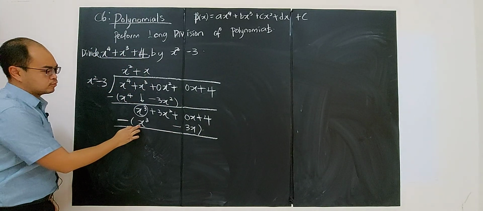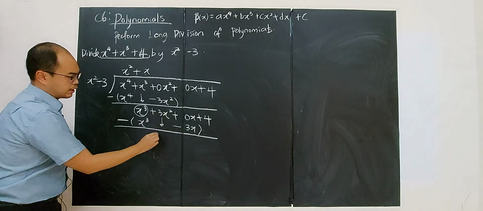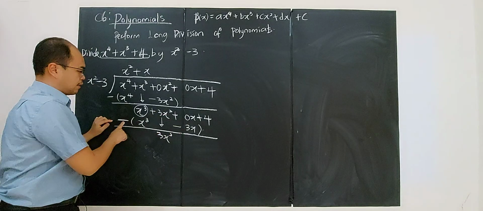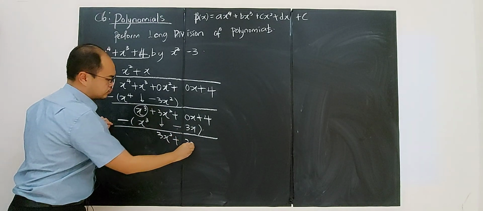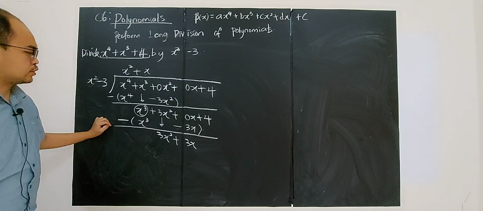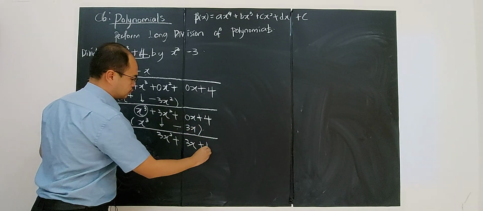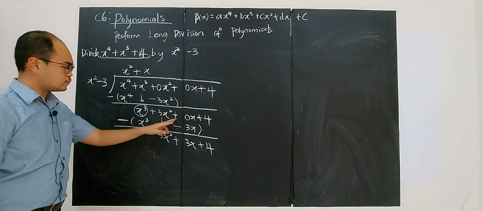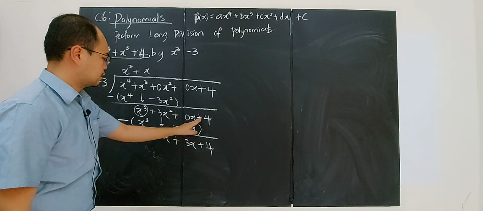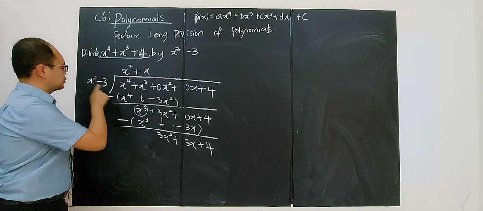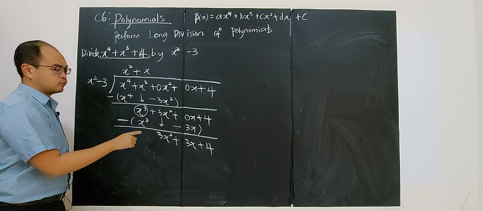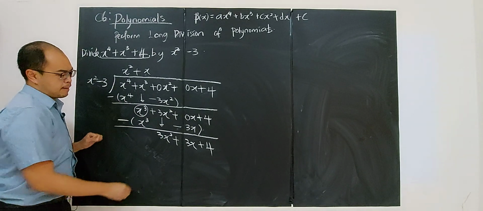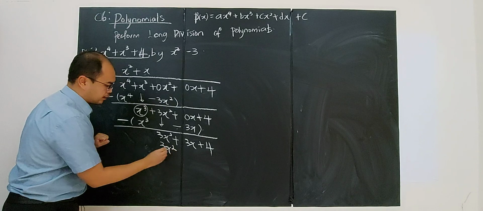So x cubed minus x cubed, gone, right? Then this one bring forward, and you have 3x to the power of 2. 0 minus minus, you have positive 3x. Then 4, bring down, you have 3x squared plus 3x plus 4, right? So the degree is still the same. The remainder has to be of lesser degree than x power of 2. So then I need to eliminate the 3x squared here.